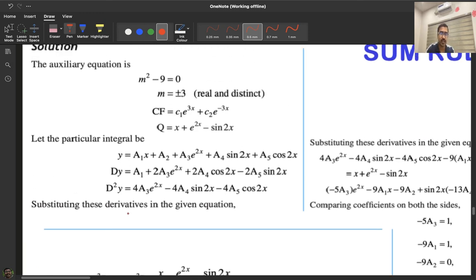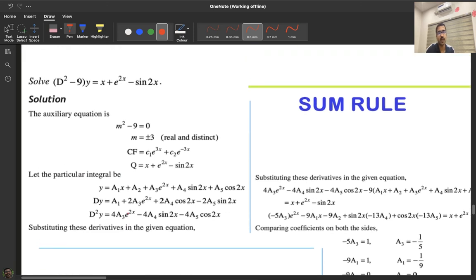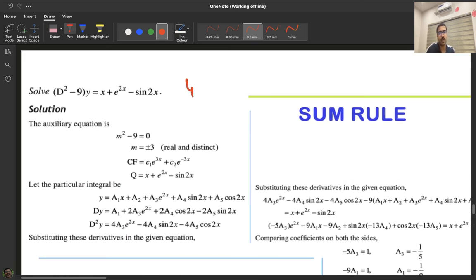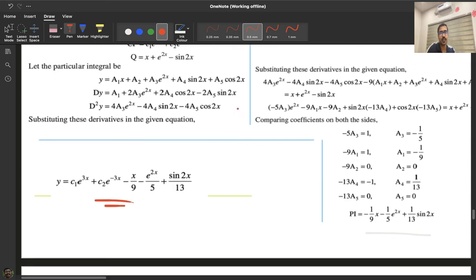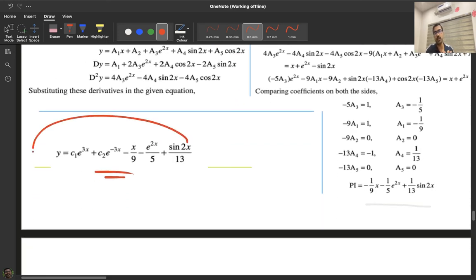Okay, and additionally they can also give you some initial value conditions. Suppose they can also tell you that y of 0 is equal to 1 or y dash of 0 is equal to 2. In that case, first you find this solution and then you substitute the values of y of 0 and y dash of 0. Okay, so I hope this is clear.